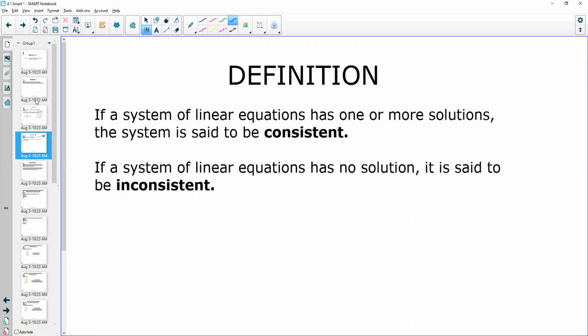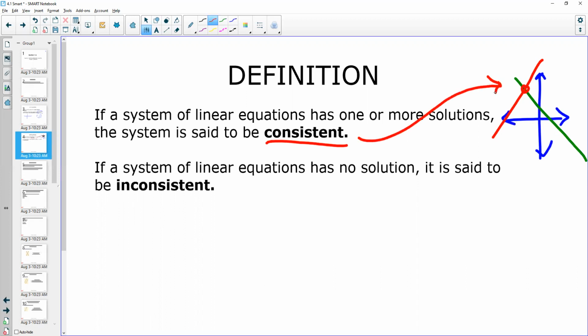If a system of linear equations has one or more solutions, which means if I think about my graph and I have two lines on it, one this way and one this way, it's consistent if it has a solution, which means it crosses at least one point. This is a consistent system. When a system of linear equations has no solution, it's inconsistent. So there are at least two lines and nothing touches anything ever.